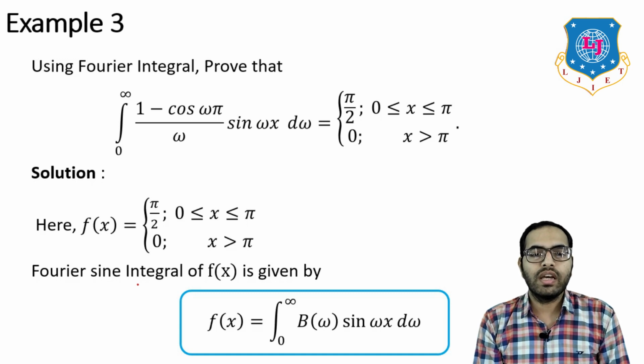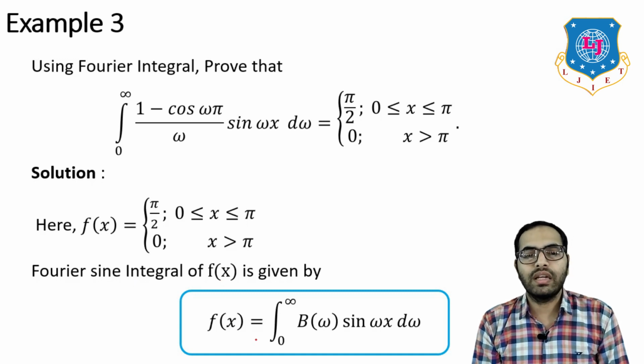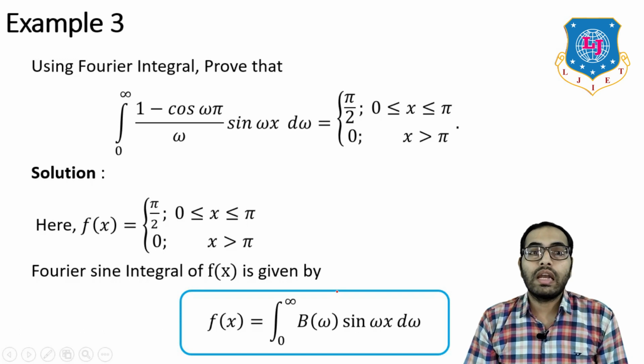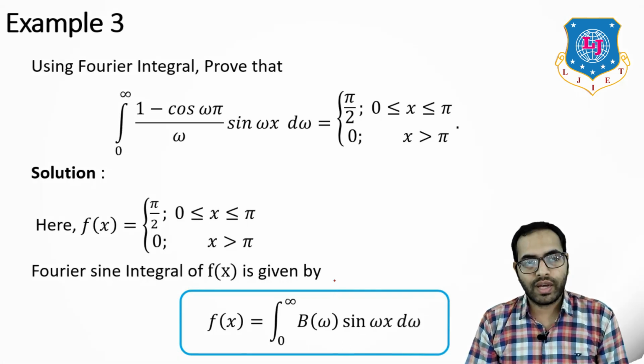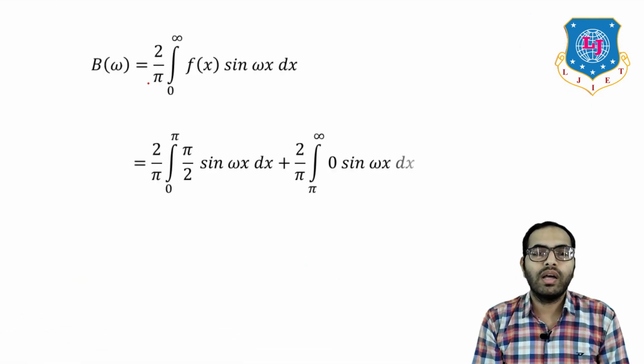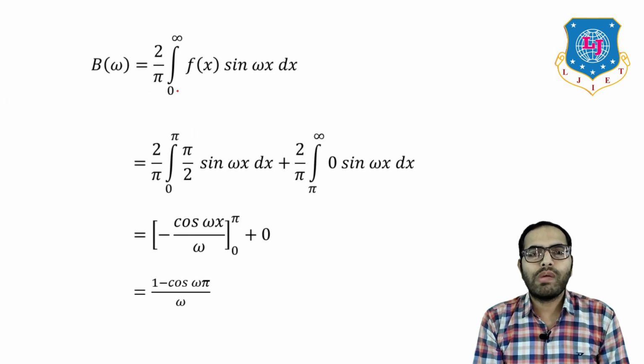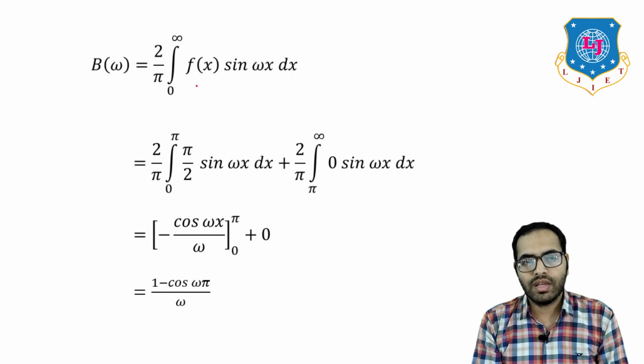See, with the help of the Fourier sine integral, f of x equals the integral from 0 to infinity of b of omega sine omega x d omega. Before substituting, we first find the values of b of omega. For that we have the formula: b of omega is equal to 2 by pi integral 0 to infinity f of x sine omega x dx.